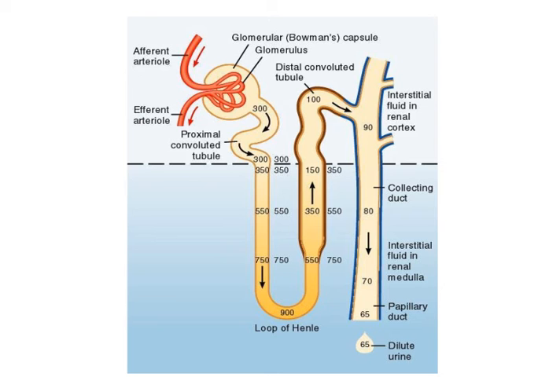Now let's go up the ascending limb of the loop of Henle. You can see the numbers are getting less and less. And that's because the ascending limb is permeable to sodium, but not permeable to water. So we're able to continue to pull sodium out and put that in the bloodstream via active transport, but the water stays behind because the tubule is impermeable to water. And so now we get to the point where we're entering the distal convoluted tubule at about 100 milliosmoles, or one-third the saltiness of normal blood.